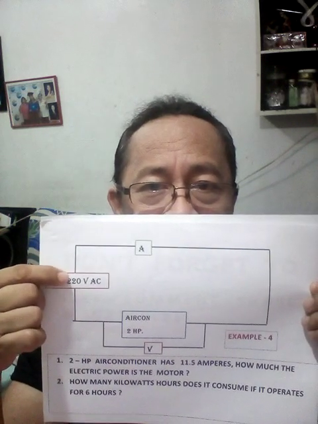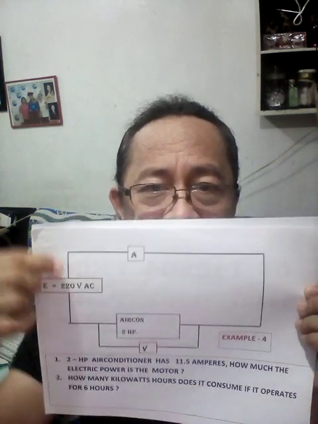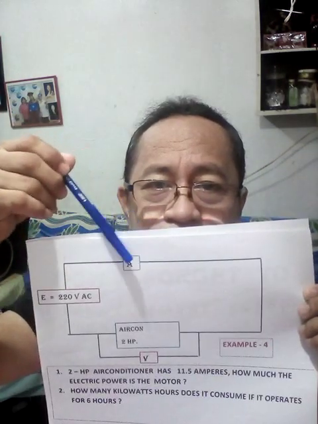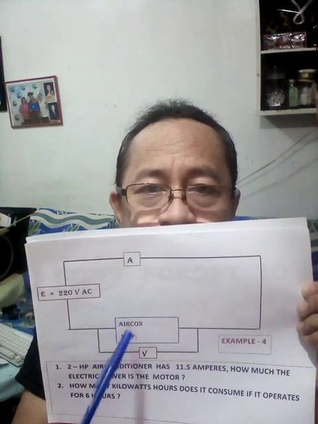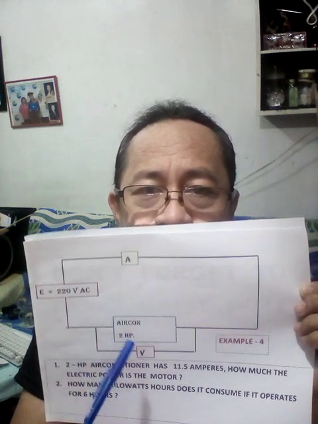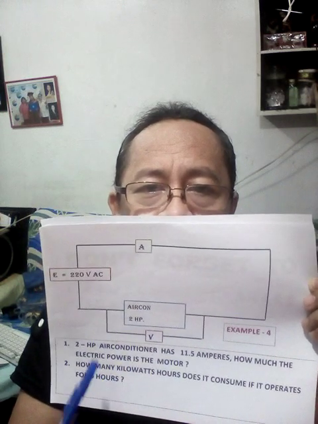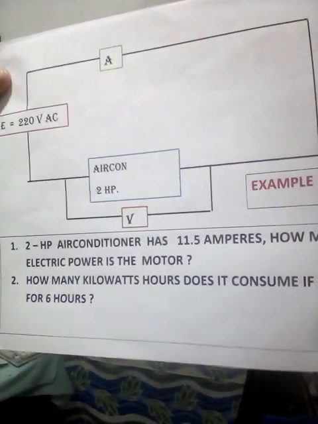The voltage is 220 volts AC, the current, and the load, 2 horsepower aircon. Yan po ang example natin, 2 horsepower aircon and the voltage drop. So we have two questions.